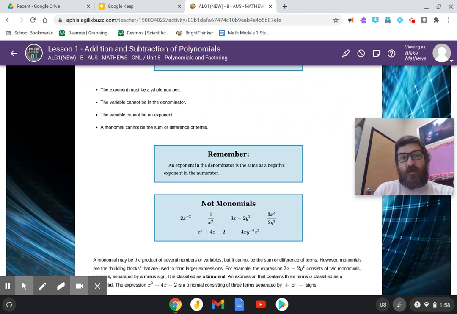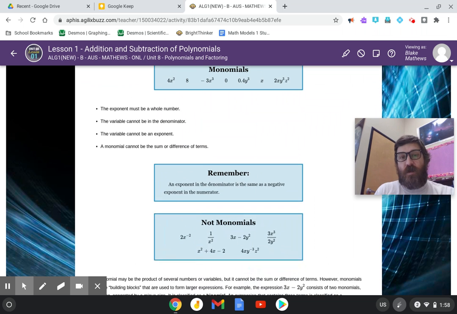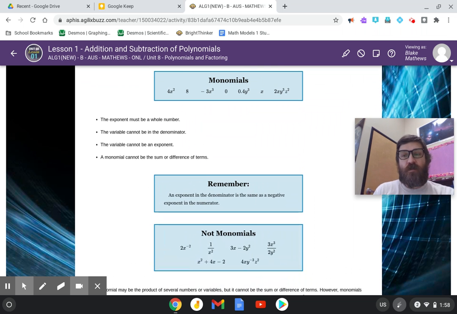You can't have negative numbers. You can't have fractional numbers in the exponent. The exponents have to be positive. They have to be whole numbers. There can be no variables in the denominator. That's what you see here and here. You can't have an x or a y in the denominator of a fraction. The variable itself cannot be an exponent. You can't have 3 to the x power. The x or the y has to be on the main part of the expression.